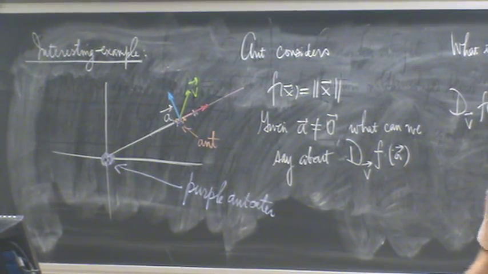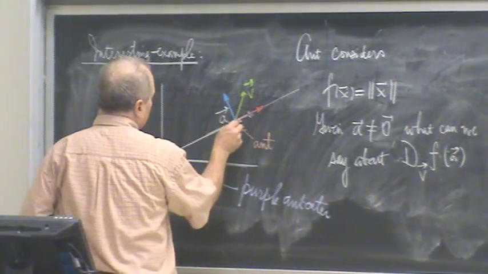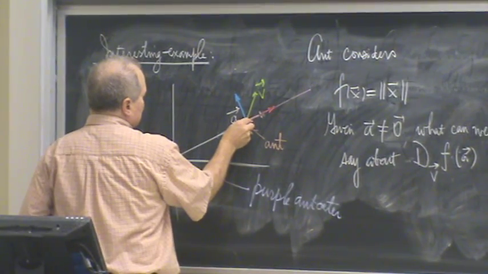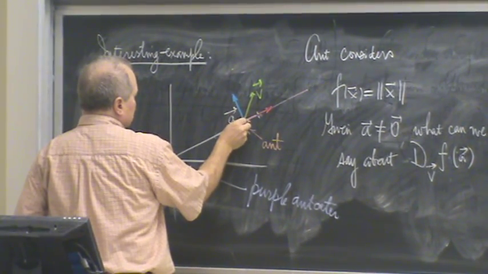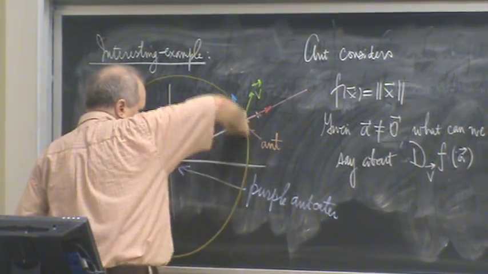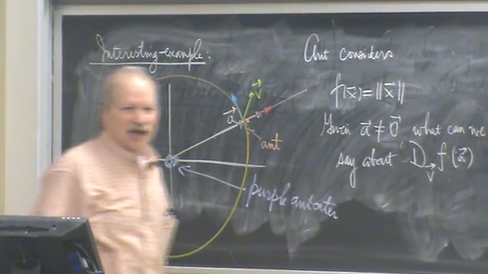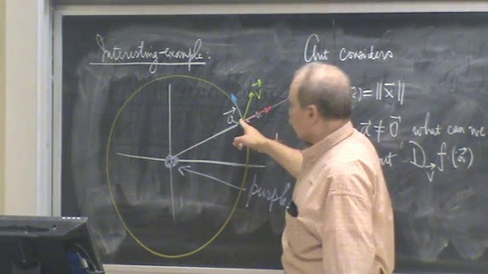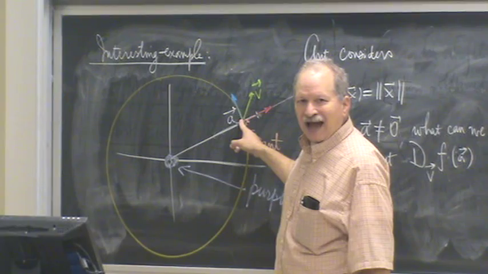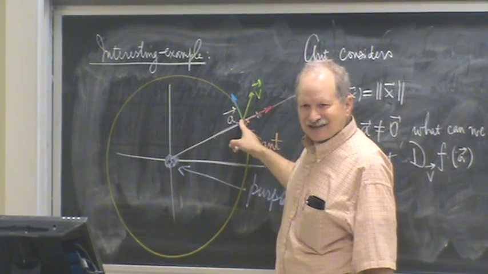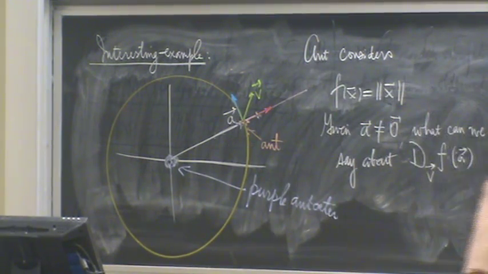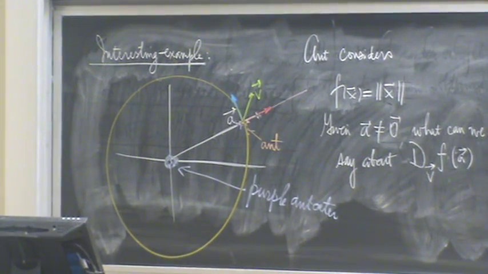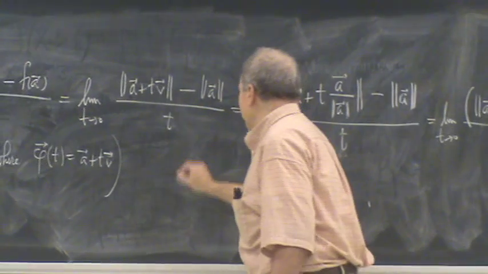Sammy's saying, if you imagine walking instantaneously in that direction, it's as if you were moving on a circle centered at the anteater. And if the ant walks on this circle, how is his distance changing? It's not. But he might confuse the anteater. The anteater might get dizzy if he goes in circles.